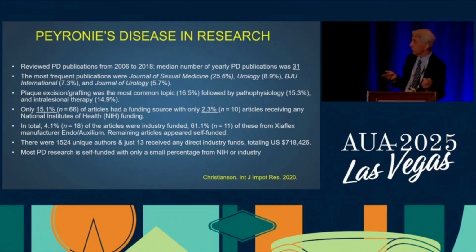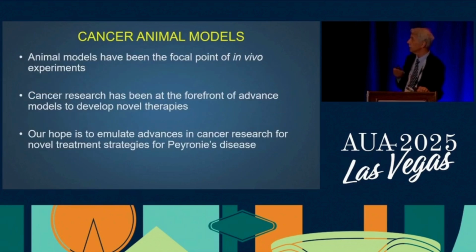There were 1,524 unique authors. Of these, just 13 received direct industry funds, totaling $718,000 over this time period. So most Peyronie's disease research is self-funded, and only a small percentage actually originates from the NIH or from industry.